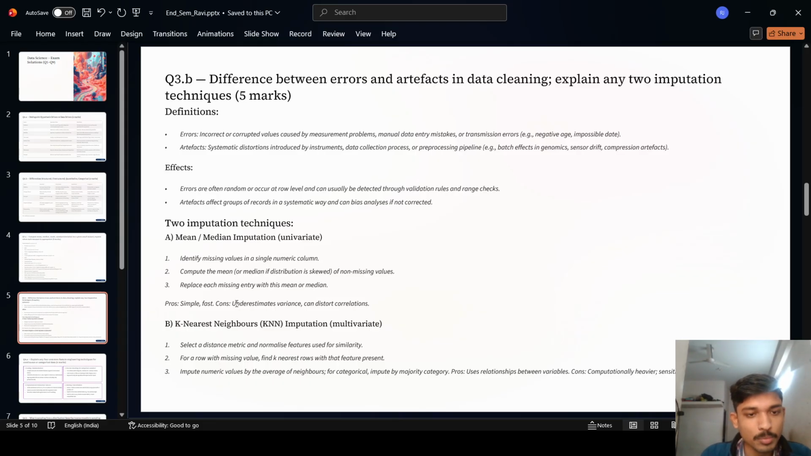The next imputation technique is k nearest neighbors, the KNN imputation technique. In this, we select a distance metric and normalize the features used for similarity. For a row with missing values, find the k nearest rows with that feature. Impute numeric values by the average of the neighbors, and for categorical values impute by the majority category. So that's all for this question.